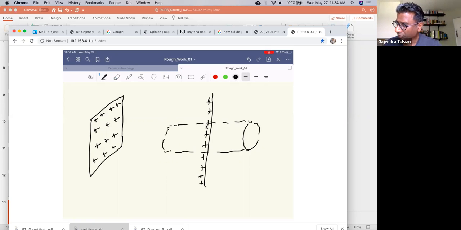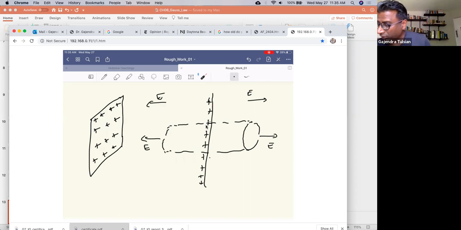Now by symmetry, if this is an infinite sheet, the only way the electric field can point is outwards, and it has to be perpendicular to the surface. Right now we have no inkling of whether this electric field will depend on distance from the sheet, so we won't assume anything. The electric field at this point is like that, and the electric field at this point is like that. And we are assuming this distance is the same as this distance.